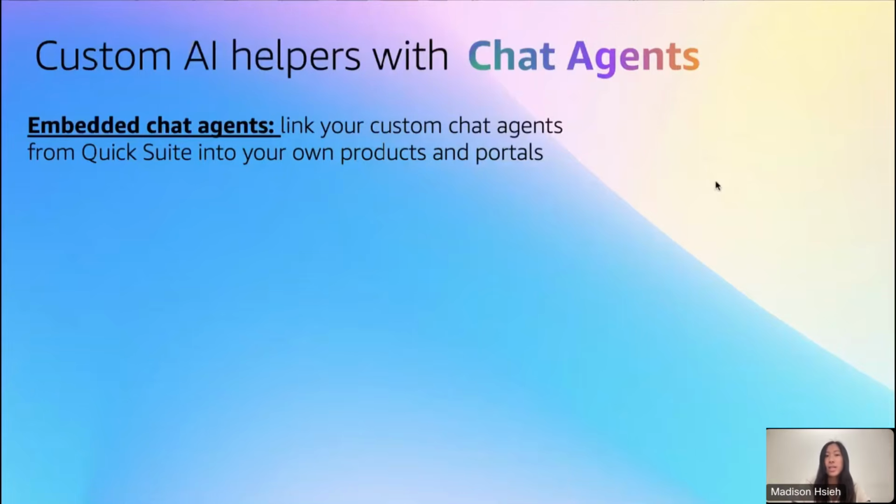So you're able to link your custom chat agents. If you had a space and configured a specific chat agent to your certain business context, you're able to link that from your QuickSuite environment into your own products and portals. And this is a really great capability for you to streamline different interactions between your applications and bring all of your data insights into one place.